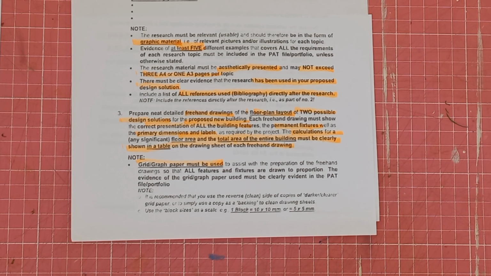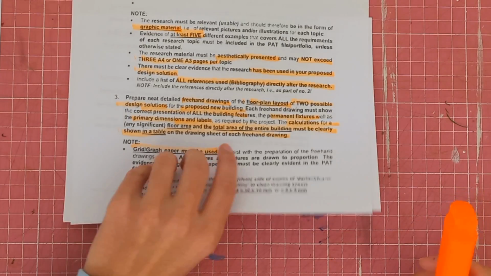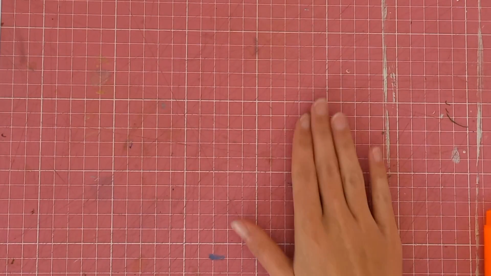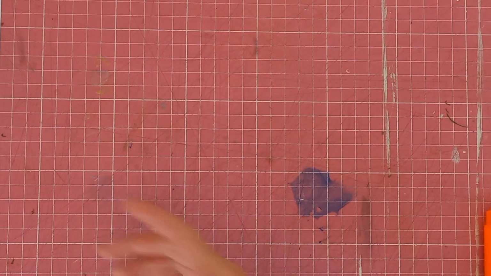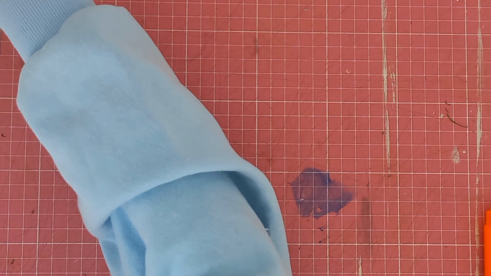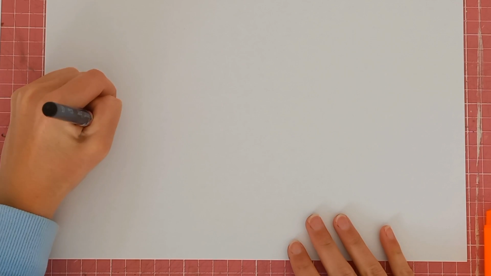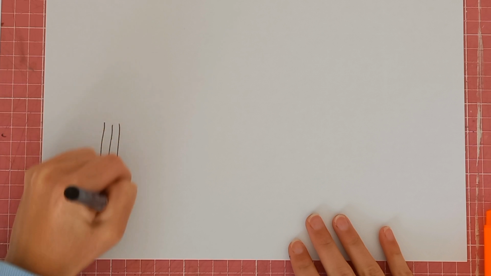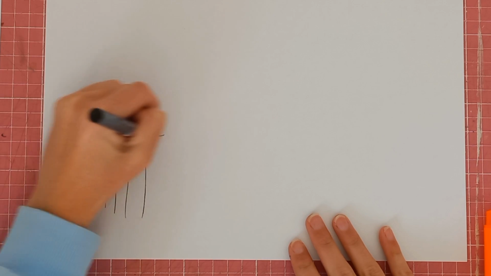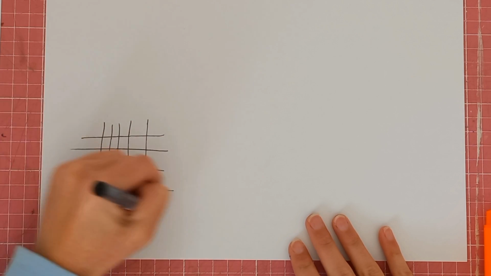Okay. Then it says it is recommended that you use the reverse side of copies of darker clear grid paper, or to simply use a copy as a backing to clean drawing sheets. So basically what they mean is, if you look at this cutting mat here, it's got these grids on it. So they mean you could either have it printed on the back of a paper, right? So say, I don't know, let's use this as an example. So say you've got your grid graph paper printed at the back of a paper, like this one over here.